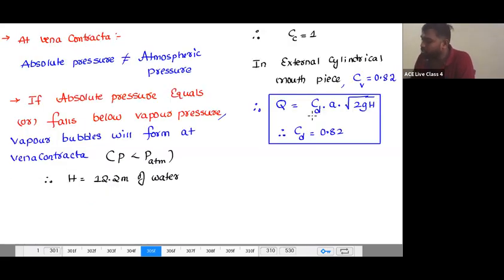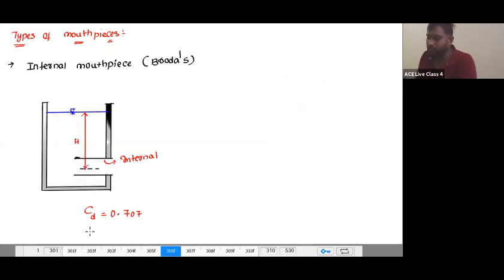See, it's all about changing the CD value only. The formula is the same, A into root 2gH, but it's all about changing the CD value only. For orifice, CD is 0.59 to 0.62. For the external mouthpiece 0.82, and for the internal mouthpiece 0.707.